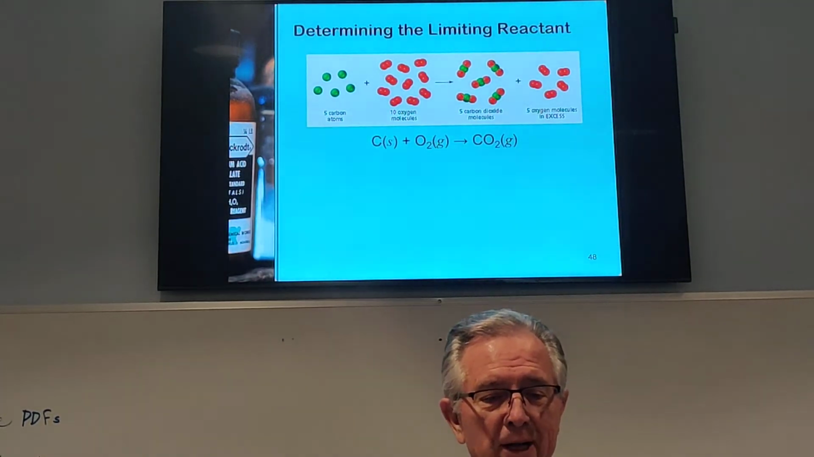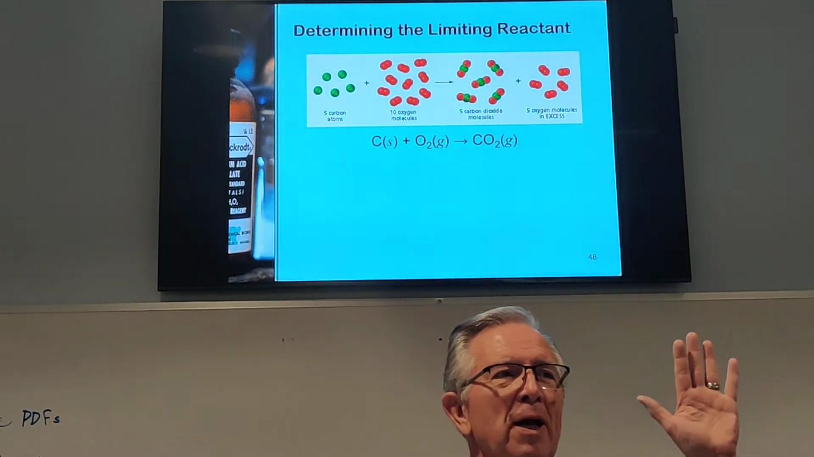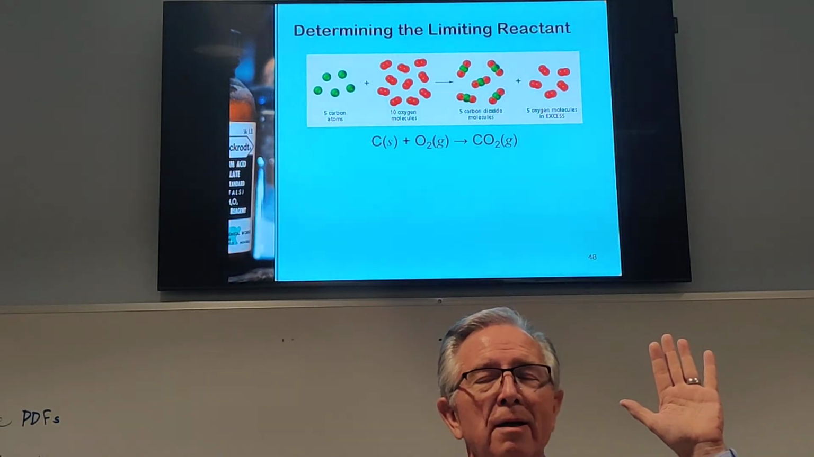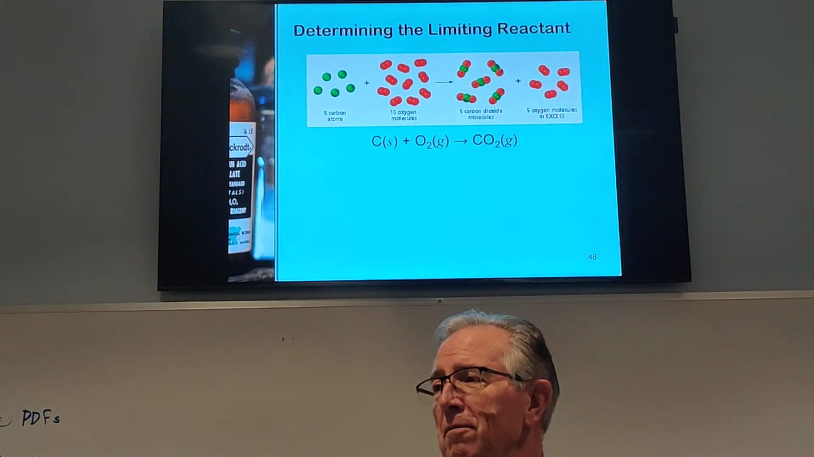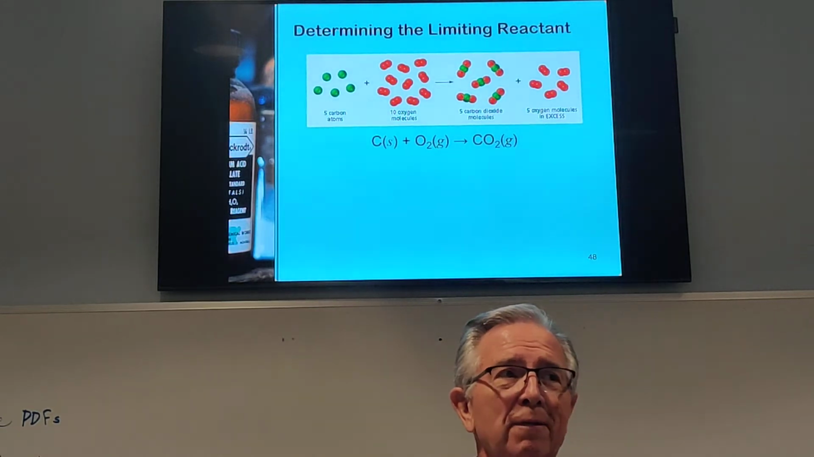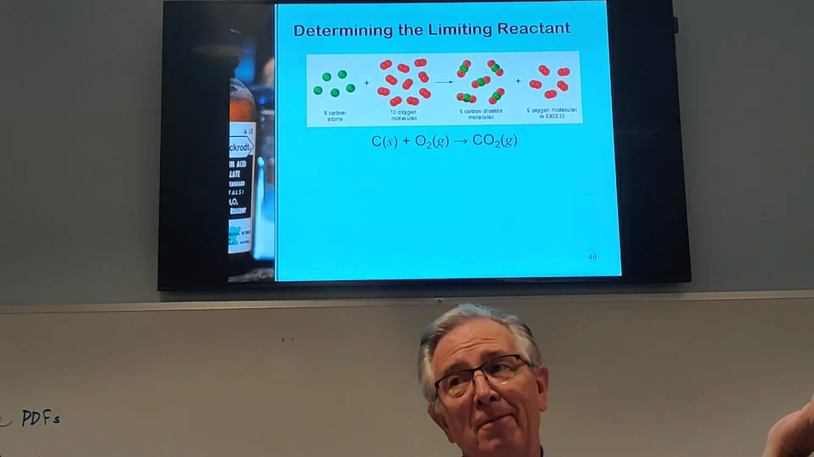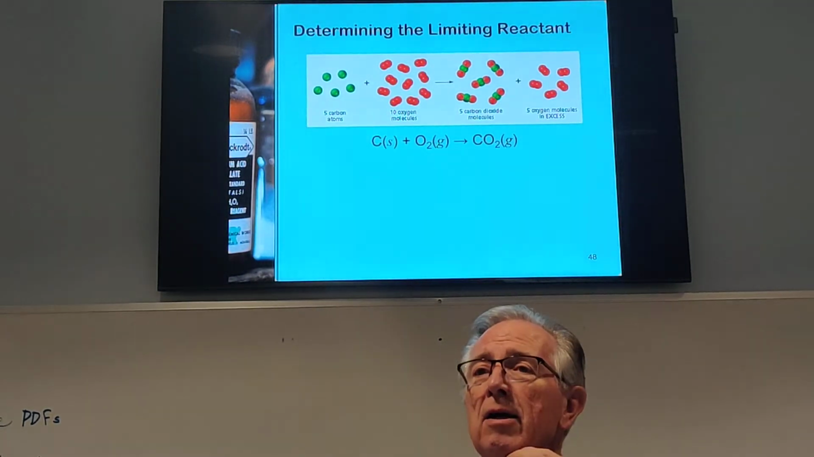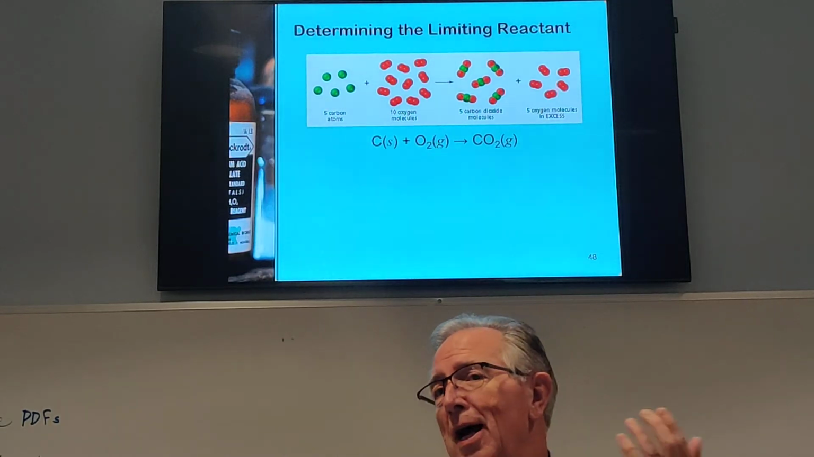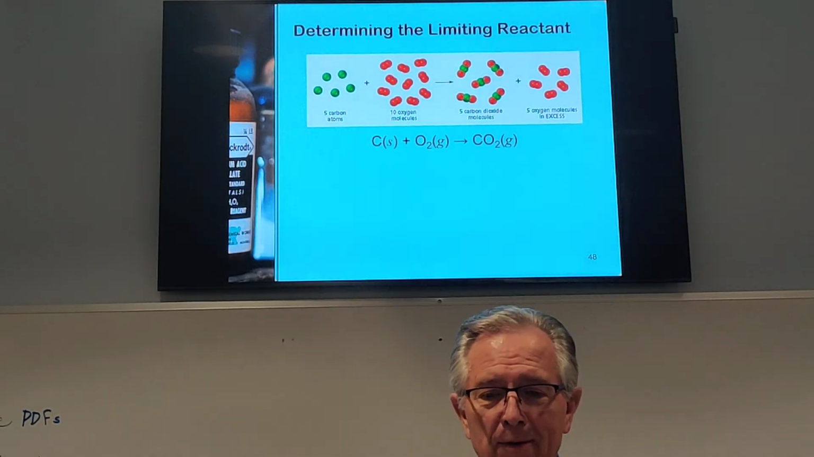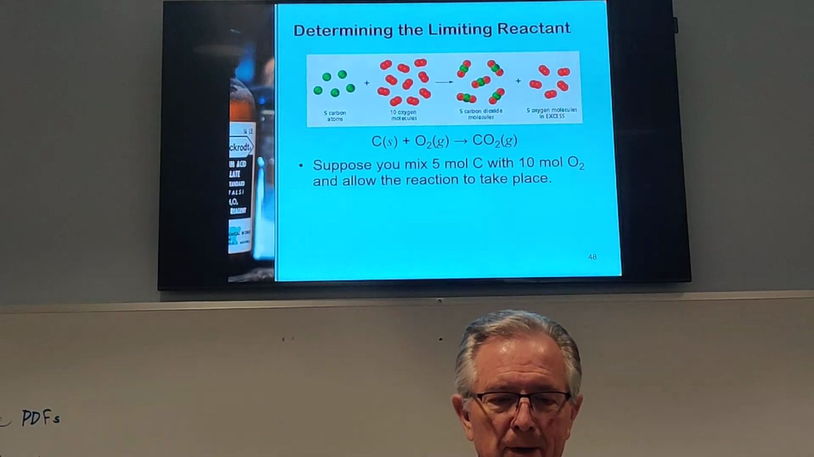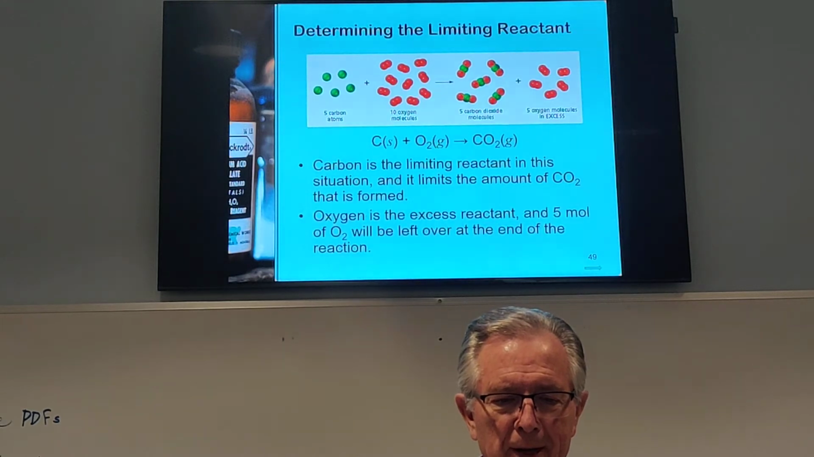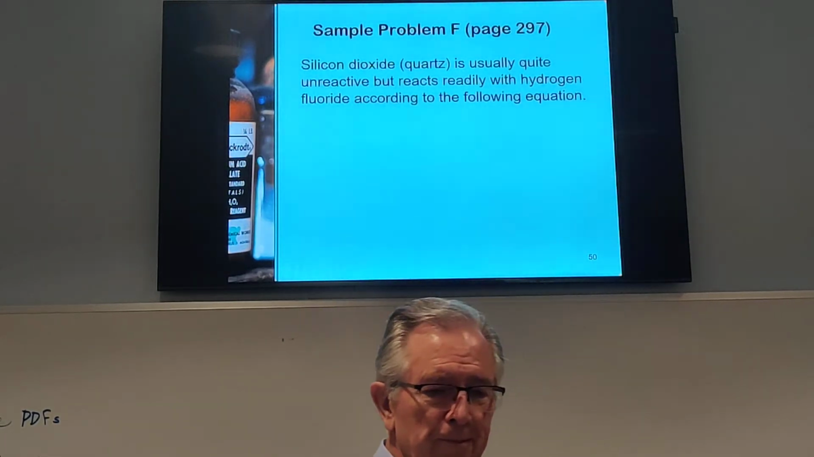Now if I switched that and said I have 10 carbon atoms but only 5 oxygen molecules, then only 5 of the carbon atoms would have reacted. I wouldn't have any oxygen left over, but I would still have 5 carbon atoms left over. Because then oxygen was my limiting reactant in that case. I'd have some extra carbon left over. Okay? So we talked about that. Already talked about that.